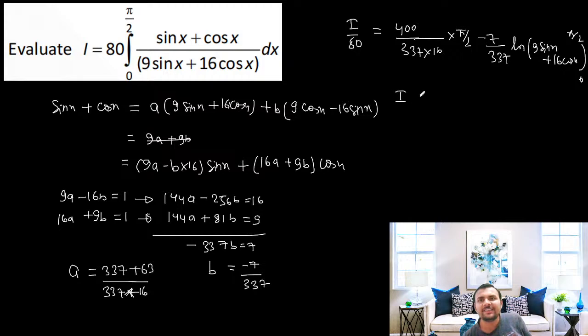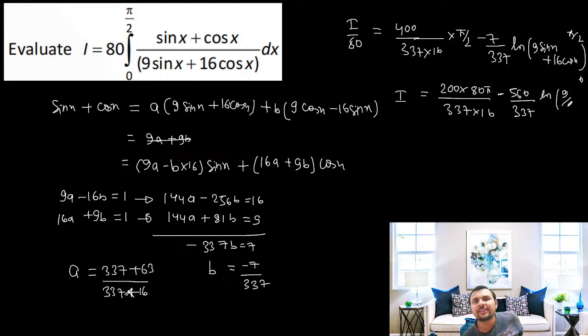So I is 80 into 80 pi by 337 into 16. This is minus 560 by 337 at pi by 2. This is 9. At 0, this is 16. So ln 9 by 16. This is going to be your answer.